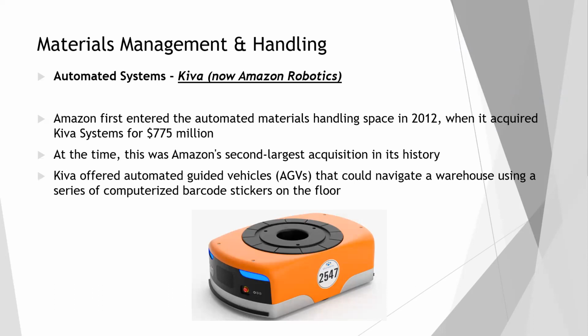Now let's talk about Kiva. Amazon first entered the automated materials handling space in 2012 when they acquired Kiva Systems for $775 million. At the time, this was Amazon's second largest acquisition in its entire history. And Kiva, the company, offered automated guided vehicles, AGVs, that could navigate a warehouse using a series of computerized barcodes and stickers on the floor.